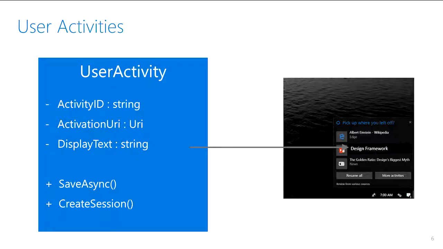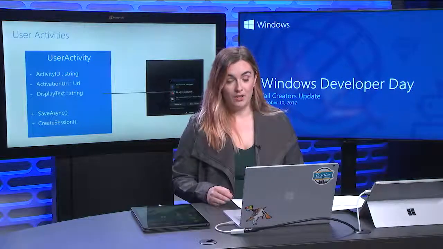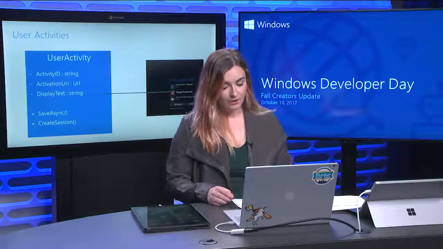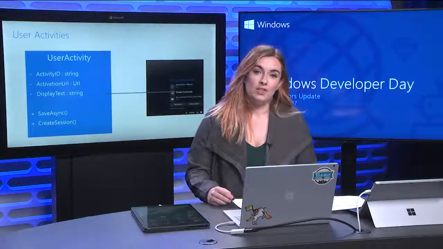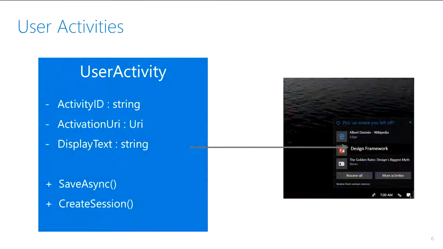Think of a user activity as a unit of engagement. What is the verb if you were to describe what a user is doing in your application? We want that, no matter what that verb is, for you to be able to continue it across all your devices. To leverage user activities, you need three things. You need an activity ID, an activation URI, and some display text to show the user. This lets you create a notification as seen on the desktop snippet on the right.